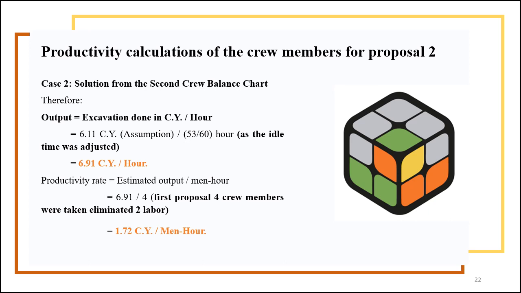Here we have the productivity calculations of crew members for proposal number 2. The output rate of this proposal came out to be 6.91 cubic yards per hour, and the productivity rate for this proposal is 1.72 cubic yards per man hour.